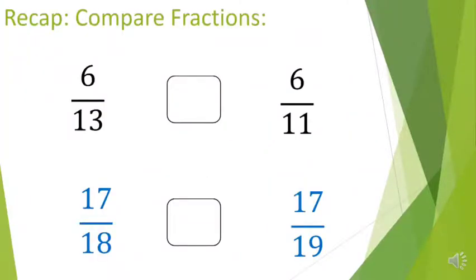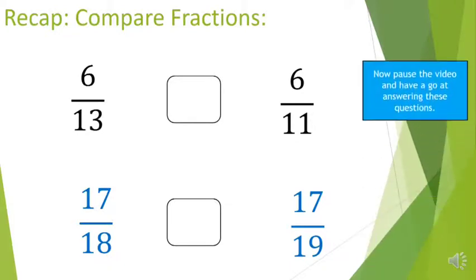So we'll start off by recapping what we did in the previous session. Compare the two sets of fractions. We've got 6/13ths and 6/11ths. Put the symbol in between those two. And we've got 17/18ths and 17/19ths. So just compare those two sets of fractions. Pause the video now and have a go at doing that. Okay, now that you've done that, you should have that 6/11ths is the larger fraction and 17/18ths is the larger fraction on the blue set at the bottom.